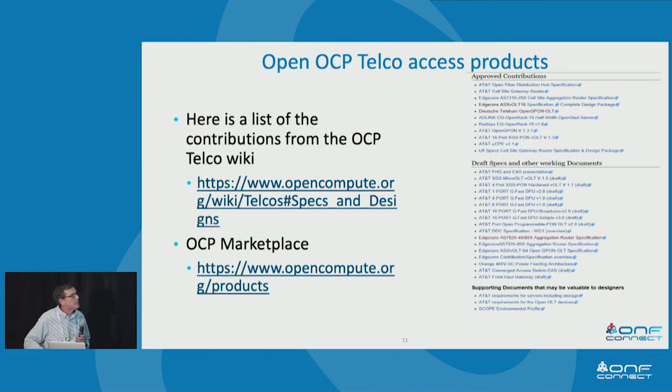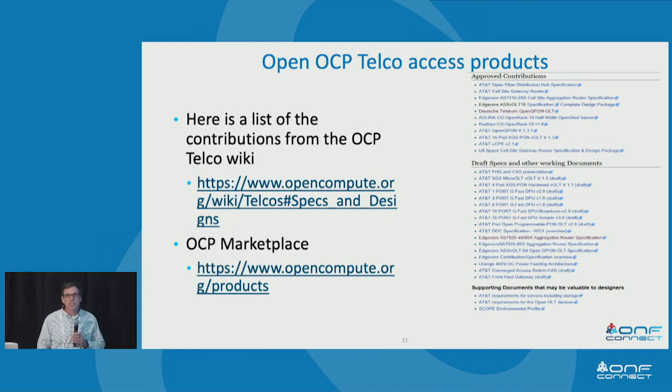So much like the OCP networking group page that showed all the different switches that were available today, here's a scrape of the OCP Telco working group page, okay? And this shows all the potential devices that are available today, like those PON devices and Metro Ethernet switches that we just talked about, or specifications that have been contributed to OCP, waiting for design partners to develop a product.